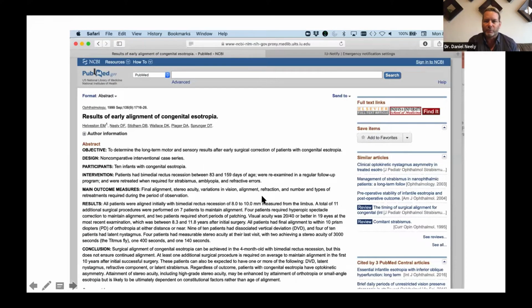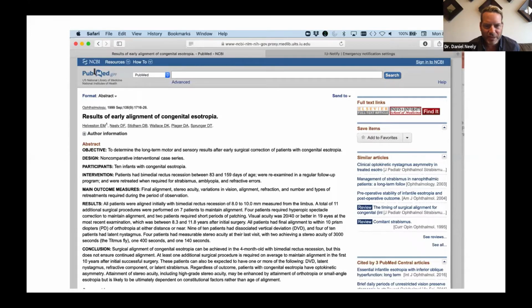As a matter of fact, when I was a fellow 20 some years ago, I looked at this with my mentor, Dr. Helvison, and I had the job of going out and examining people in their homes 10 to 20 years after their surgery. It was a group of just 10 patients, but they had all had surgery at about 4 months of age for congenital esotropia. And basically we found that there was no amazing outcome. They still required a couple surgeries on average. They all had good alignments, less than 10 prism diopters of esotropia.